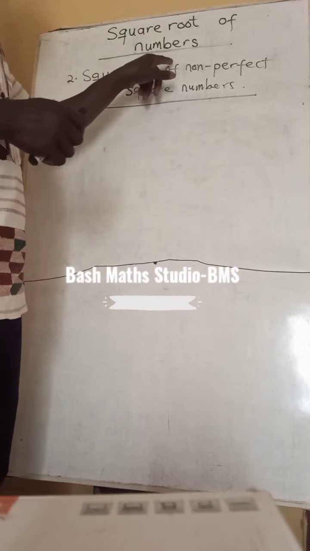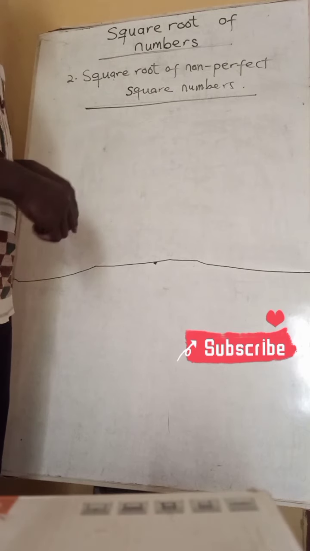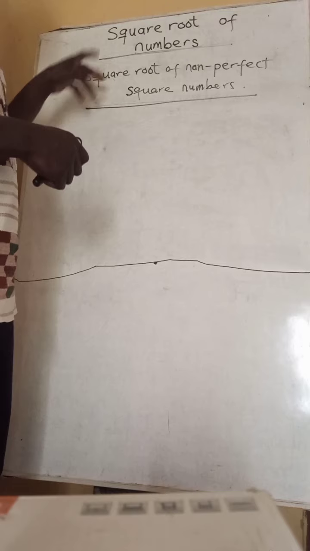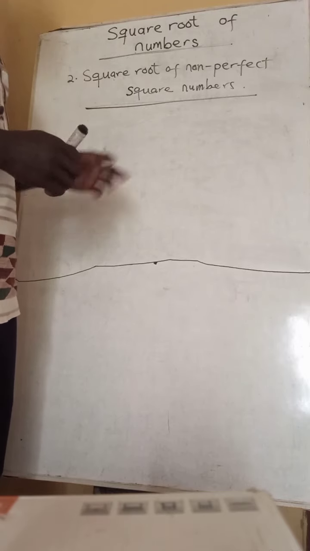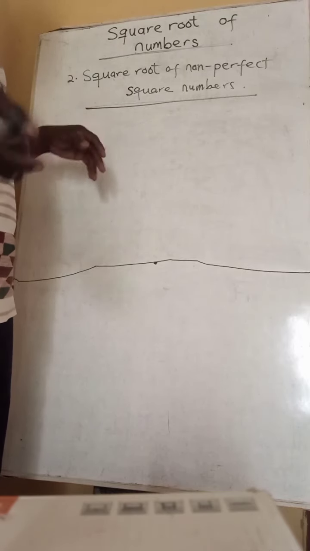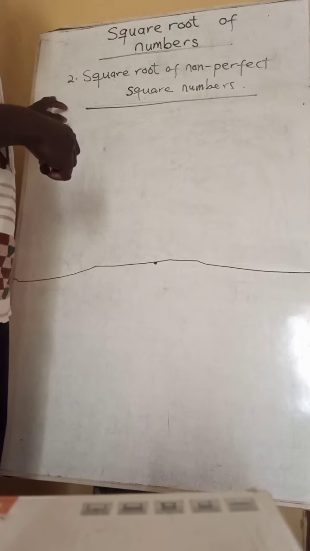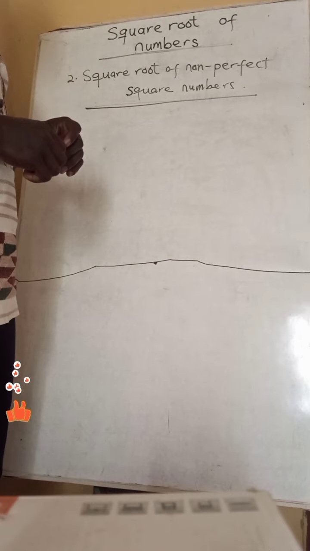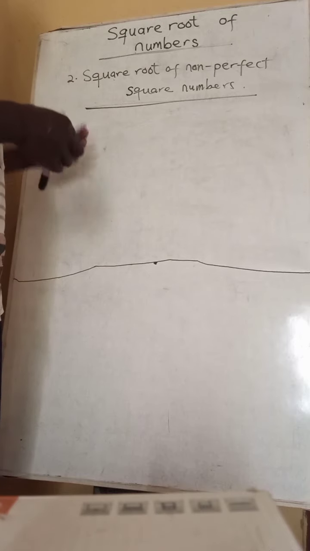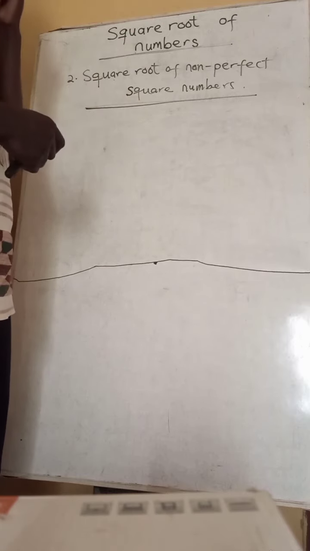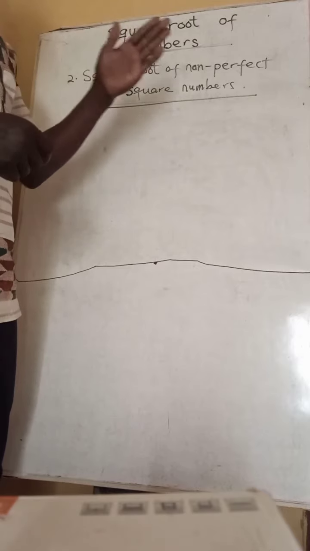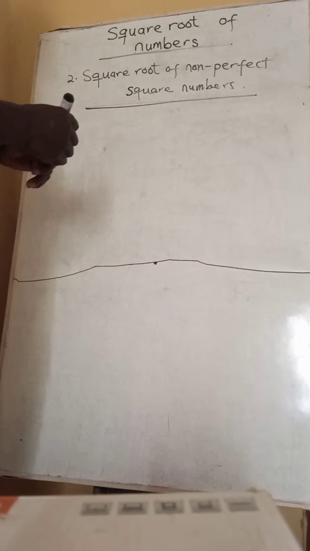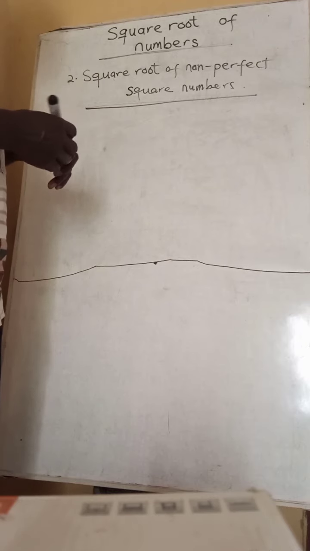Today's lesson is on square root of non-perfect square numbers, and this is the second lesson under square root of numbers. In fact, the first lesson is right here on my channel. We treated the square root of perfect square numbers, both the fractions and then whole numbers. With this, we are going to treat the square root of non-perfect square numbers, both the whole and then the decimal fractions, and then maybe the simple fractions.